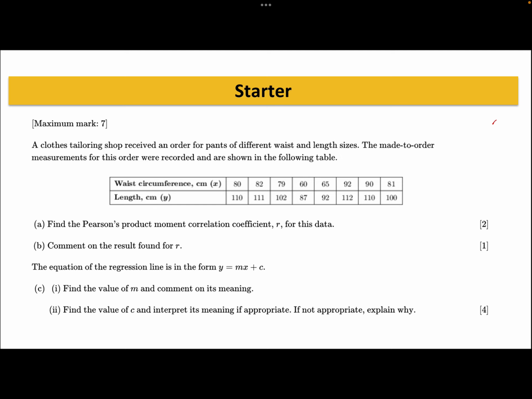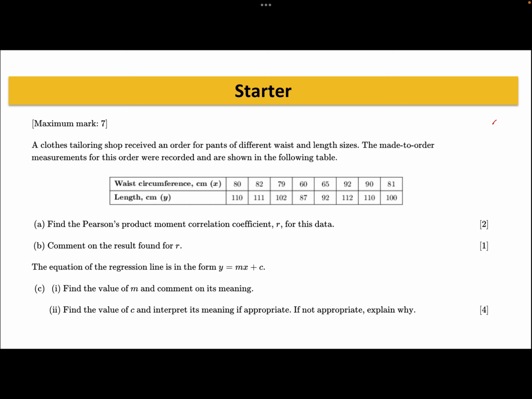So before we actually get going, here's a quick starter question for you, just a little warm-up, to revisit the PMCC and how we find the equation of the regression line. And of course we can use the GDC to solve this question. So I'm going to get you to pause the video now, have a go at the question, and I'll discuss the answers shortly. So please do pause the video.